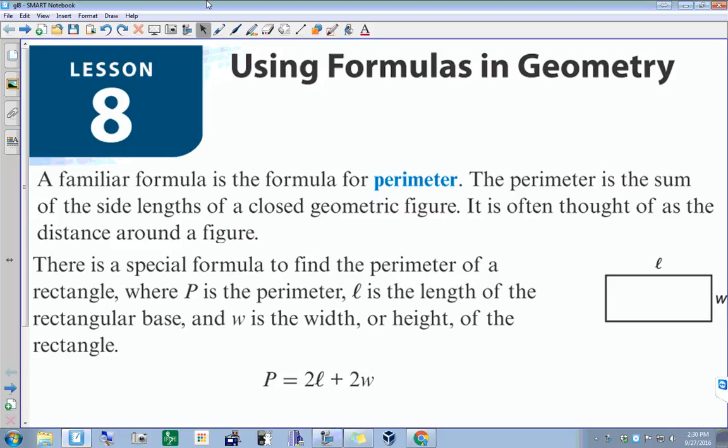To take a look here at lesson 8. We're going to look at using formulas in geometry. Now, the formulas that we are going to be taking a look at today, you should have already seen. Nothing here should be new.